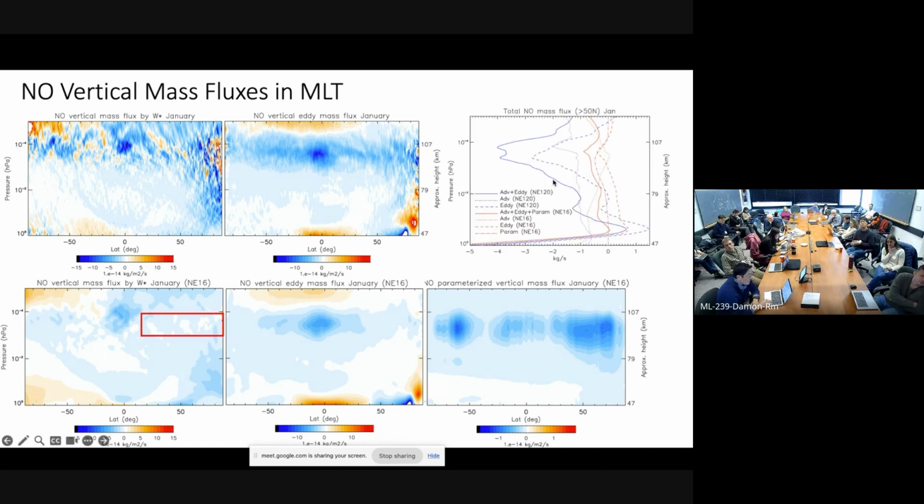So if you put all this together and integrate over the polar region, that's what you get. All the blue curves are from the high resolution, and the red are from the regular resolution. And you can see that if you look at the total flux, the downward flux at about 100 kilometers is about a magnitude larger than what we get from the low resolution. So there's a big difference between the two.